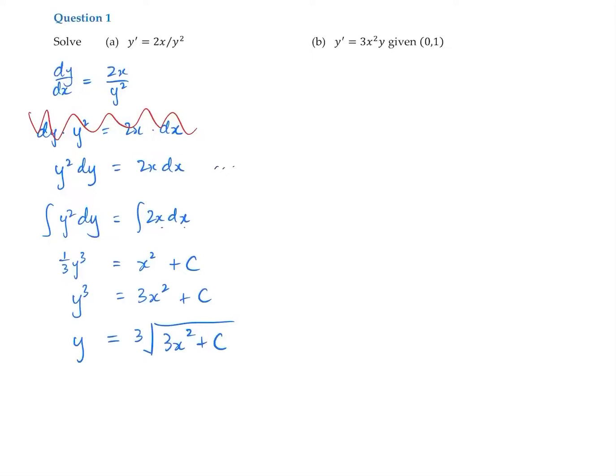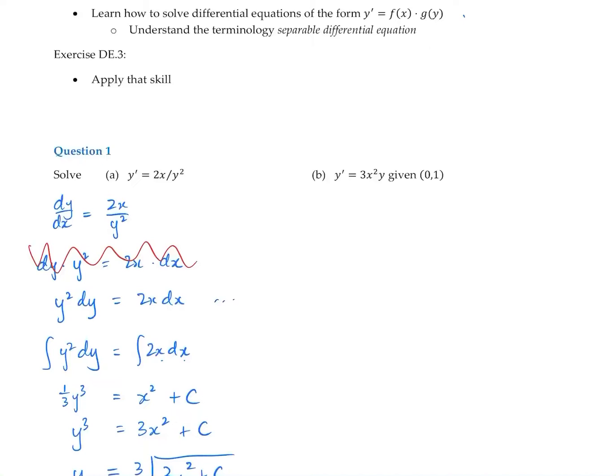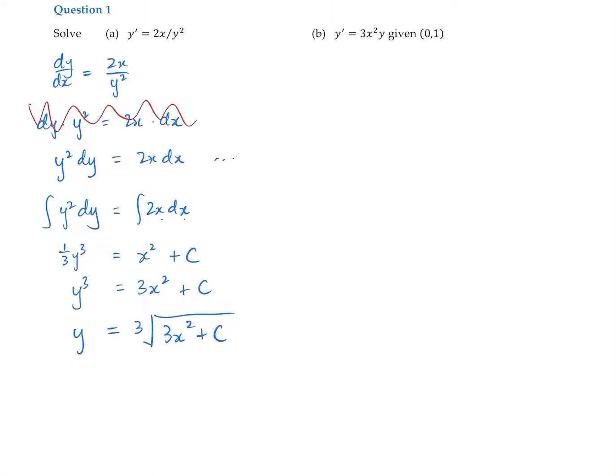Okay, so what did we do? We separated the variables. That's what it's called. That's why there's this terminology, a separable differential equation. We've got dy dx here, and we separated the dy and the dx. So we do what we have to do to get all the x's on one side and all the y's on the other side, and that includes the dx and the dy.